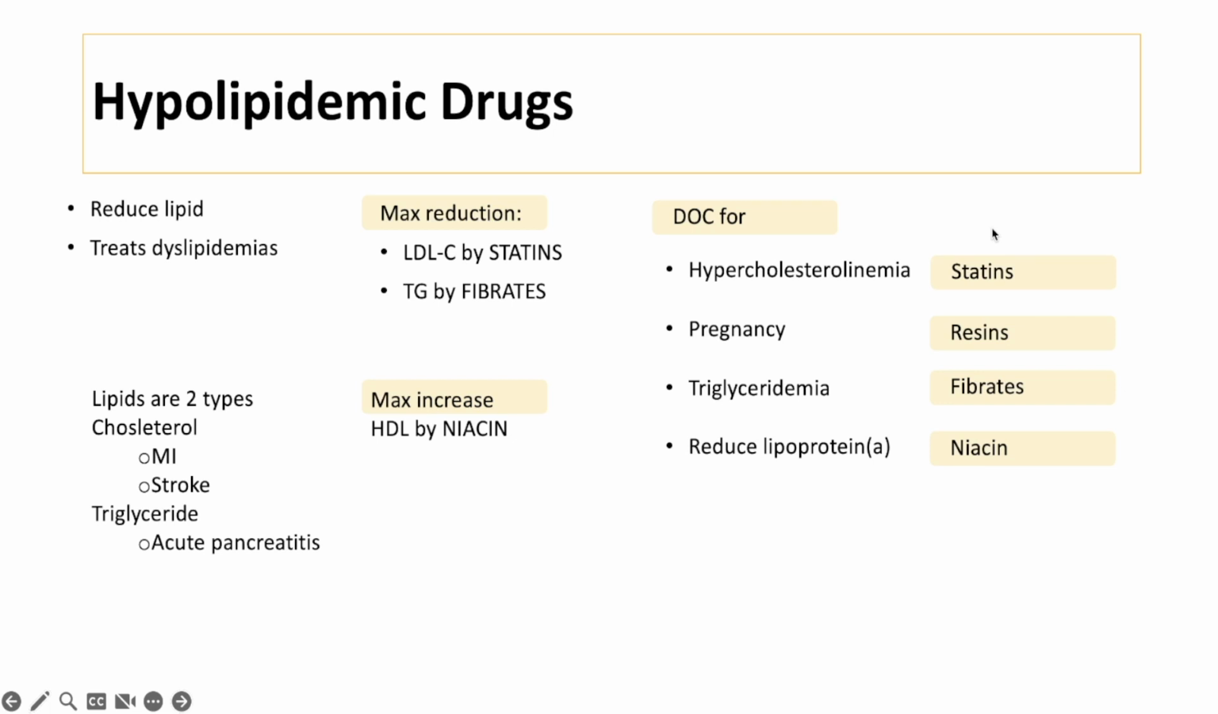And these are the classifications of hypolipidemic drugs, that is statins, resins, that is the bile acid sequestrants, the fibrates, and the niacin. So statin is the drug of choice for hypercholesterolemia. Resins are the drug of choice among hypolipidemic drugs in pregnancy. Fibrates are the drug of choice in case of hypertriglyceridemia, and niacin is the drug of choice to reduce lipoprotein A.